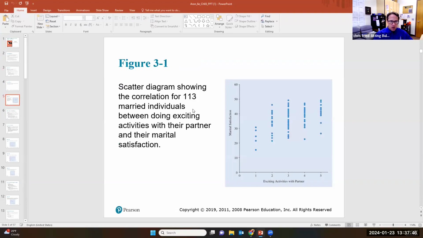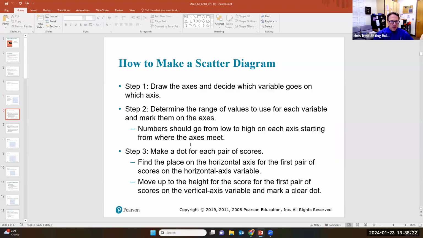Here you can see an example of a scatter diagram. We have marital satisfaction and exciting activities with partners. Each of these dots represents a response, whether it was a questionnaire or a survey or whatever it is. With 113 people, there are 113 dots somewhere on this scatter diagram. So you can see what the correlation between those components is.